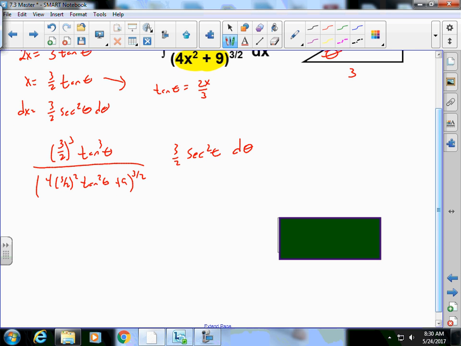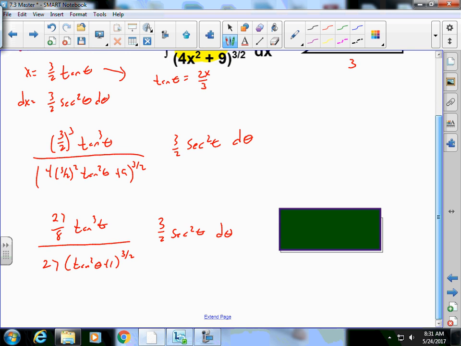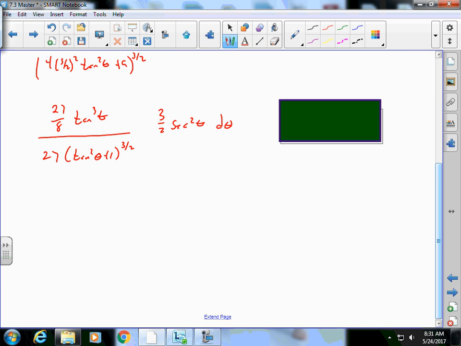Now we're going to clean this up some, keep what we can and factor out what we can. And to save some time, I'm just going to go to that next step. So we have 27 over 8 tangent cubed theta. I have a 27 tangent squared theta plus 1 raised to the 3 halves times 3 halves secant squared theta d theta. From here, I can start canceling out some things, hopefully, or at least rewrite it. Instead of a tangent squared theta plus 1, I can write that as secant squared theta.